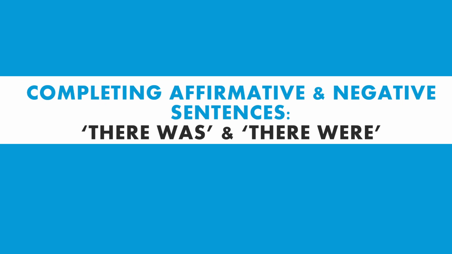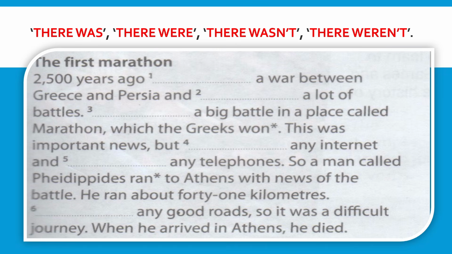Now let's move on to the second activity of our lesson today, which is to complete affirmative and negative sentences using there was and there were. Take a look at this text. I adapted the text from your student's book, page 65, and it's about the first marathon. You are going to use there was, there were, there wasn't, and there weren't to complete the gap text. 2,500 years ago, blank a war between Greece and Persia and a lot of battles.